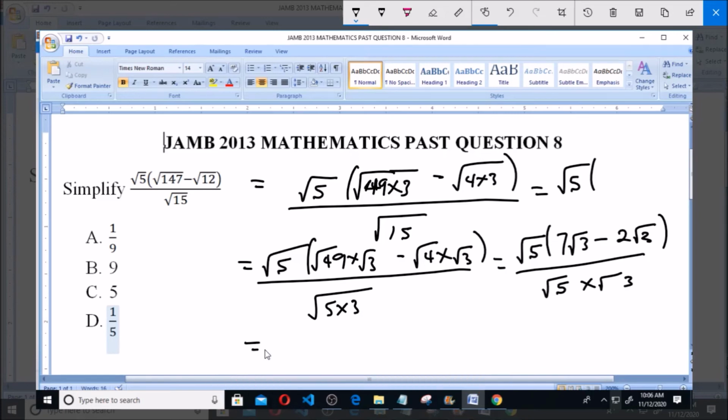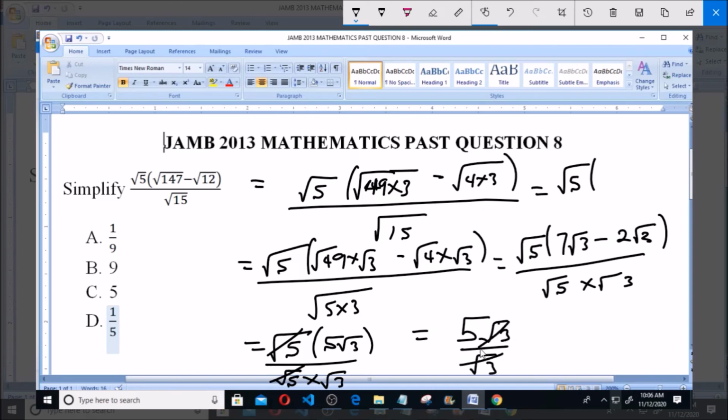Now this is equal to root 5 into, now 7 root 3 minus 2 root 3 will give us what? 5 root 3 all over root 5 multiplied by root 3. Now root 5 will cancel root 5, so this is equal to 5 root 3 all over root 3, and root 3 will cancel root 3, so we are left with what? 5, and that is option C. So 5 is the answer to this question.